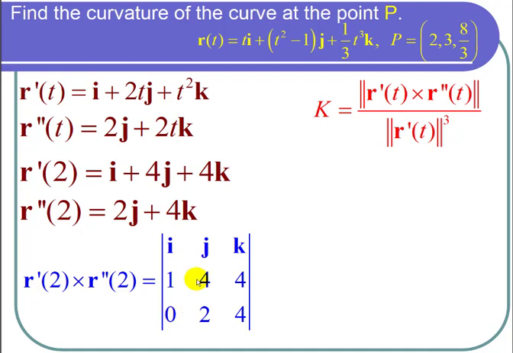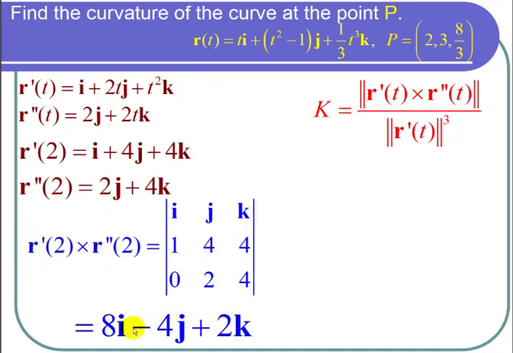And I get i times 16 minus 8 is 8, so I get 8i. And for the j component, I have 4 minus 0 is 4, so I get minus 4j. And for the k component, I get 2 minus 0 is 2, so plus 2k. So now I have my vector, r prime of 2 cross r double prime of 2. I need to find its magnitude, and then divide by the cube of the magnitude of r prime of 2.